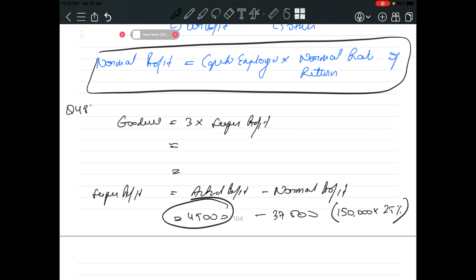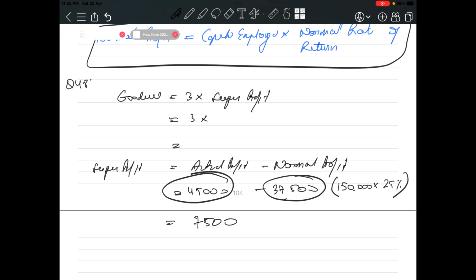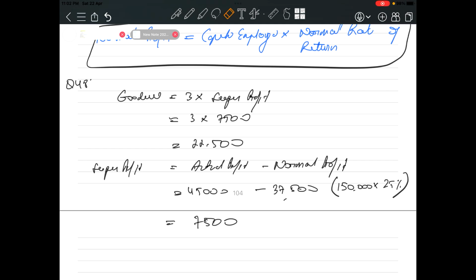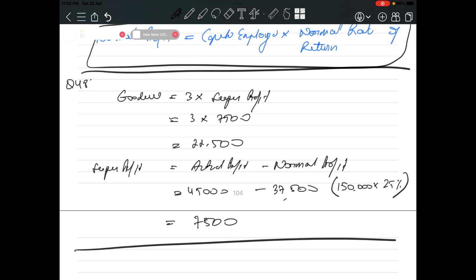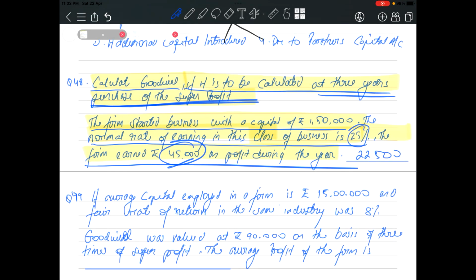We are earning 45,000 and our competitors are earning 37,500. So what is our super profit? We are earning 7,500 more than our competitors. Now we can find out the value of goodwill, which is 3 into 7,500, so 22,500. This is your answer. You can note this down. Question number 48, the answer is 22,500.